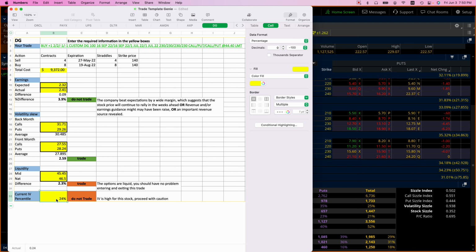That's hard to swallow. Those are two good potential trades, but they're not. Both AXP and DG. And that's about it.